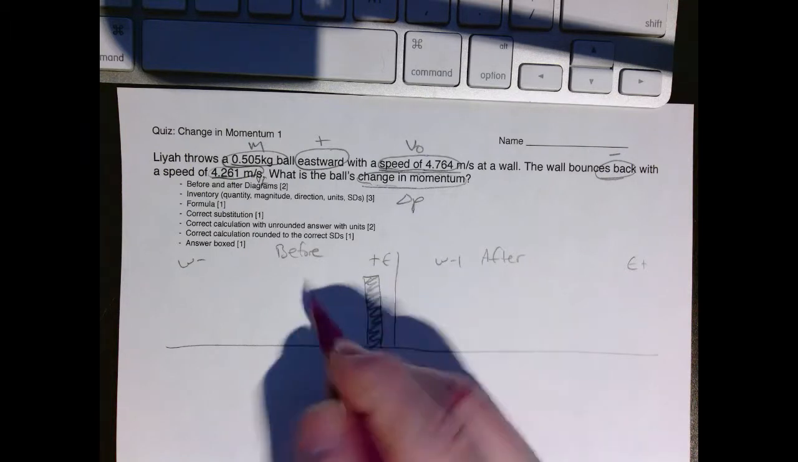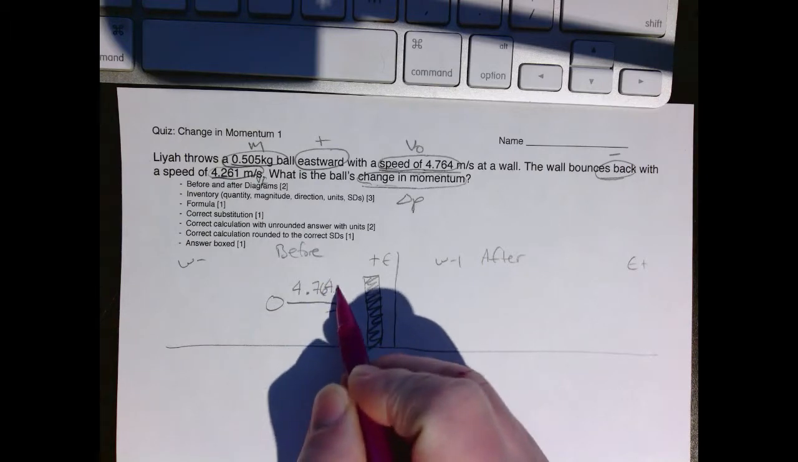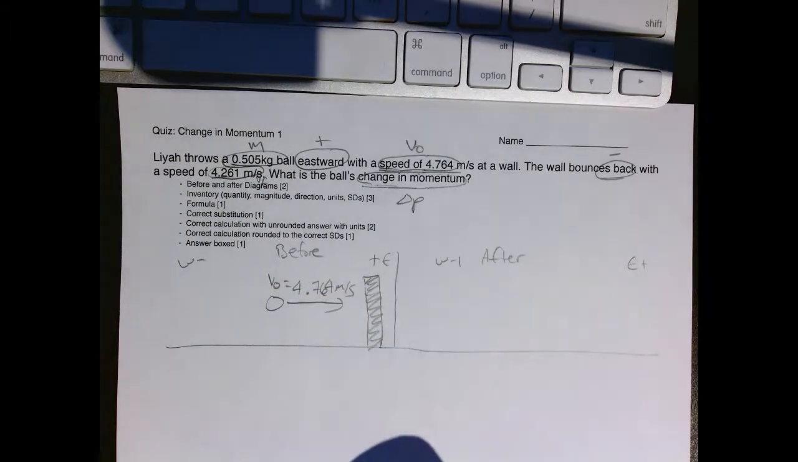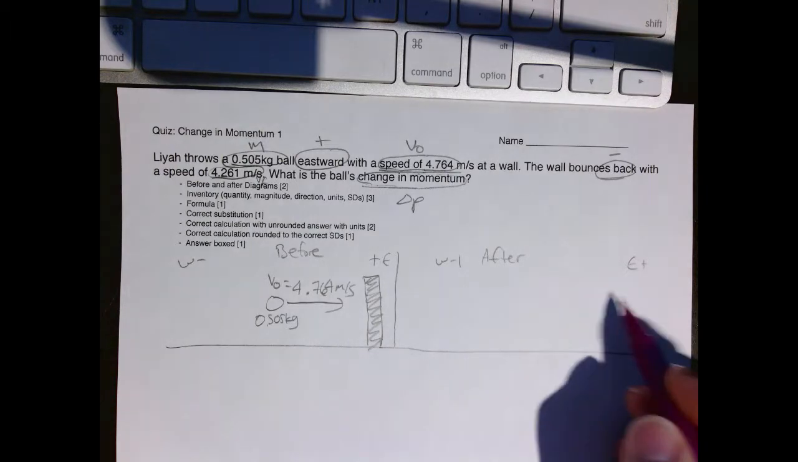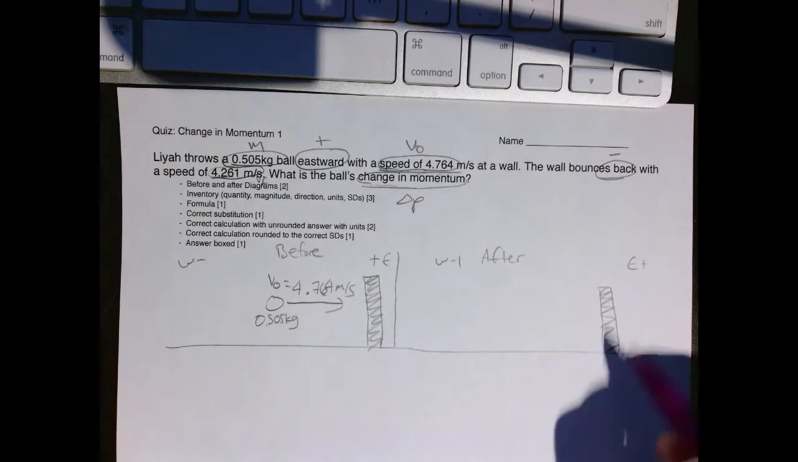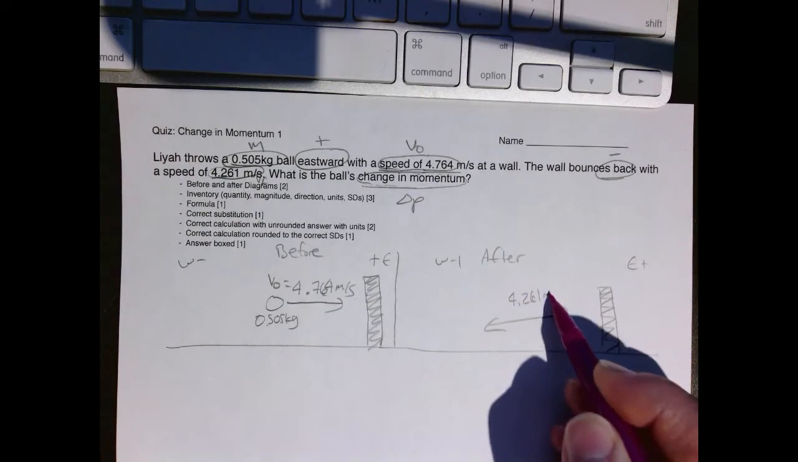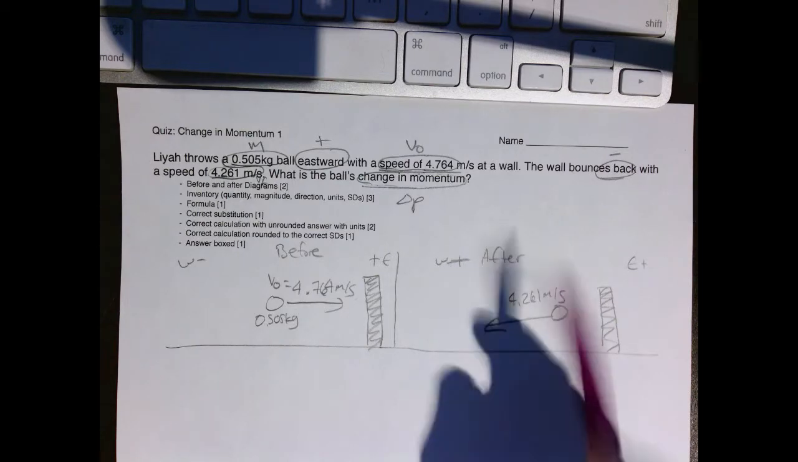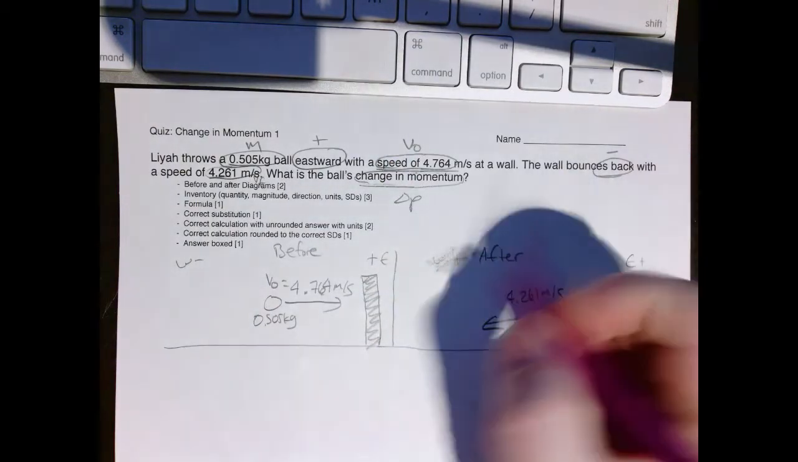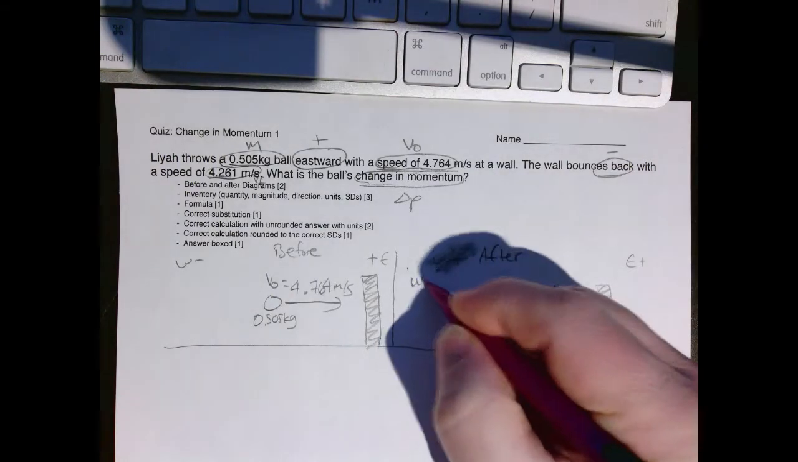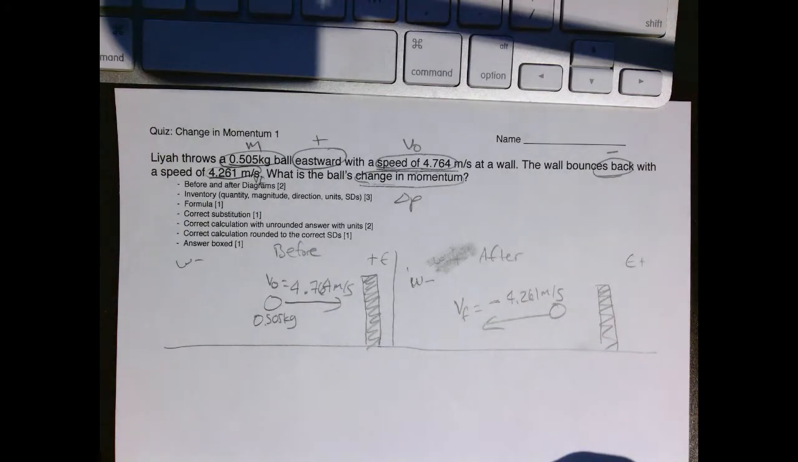And the initial speed then is 4.764 meters per second, and that's V0. And it has a mass of 0.505 kilograms. And afterward, we have the wall like this. It bounces back. So that means the ball's now going this way. And its speed, we are told, is 4.261 meters per second. But since it's headed westward, that westward is minus. So the velocity, the V final, is negative 4.261.